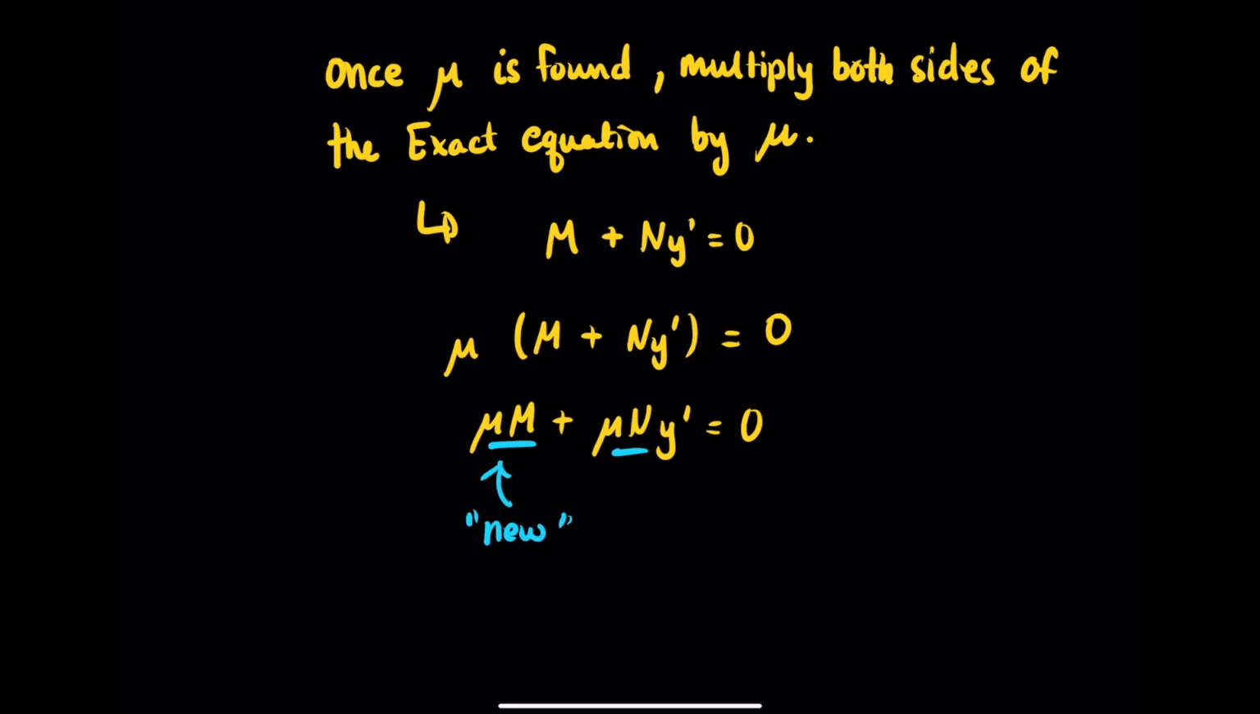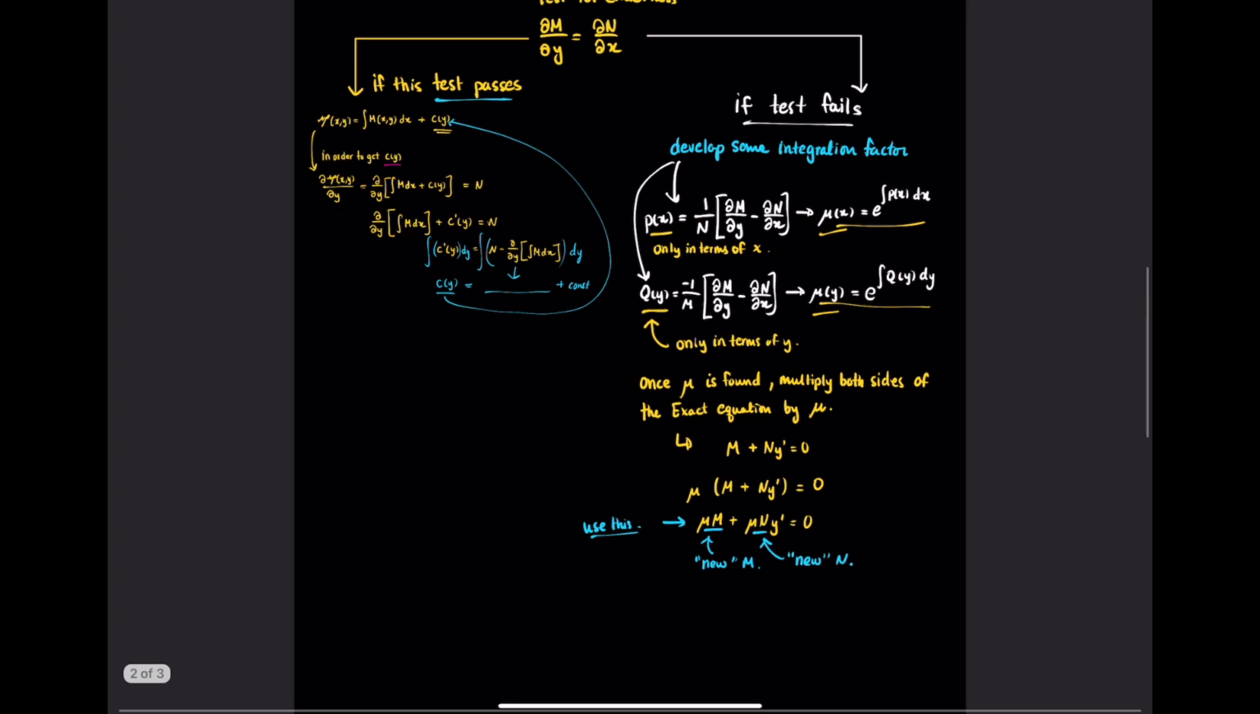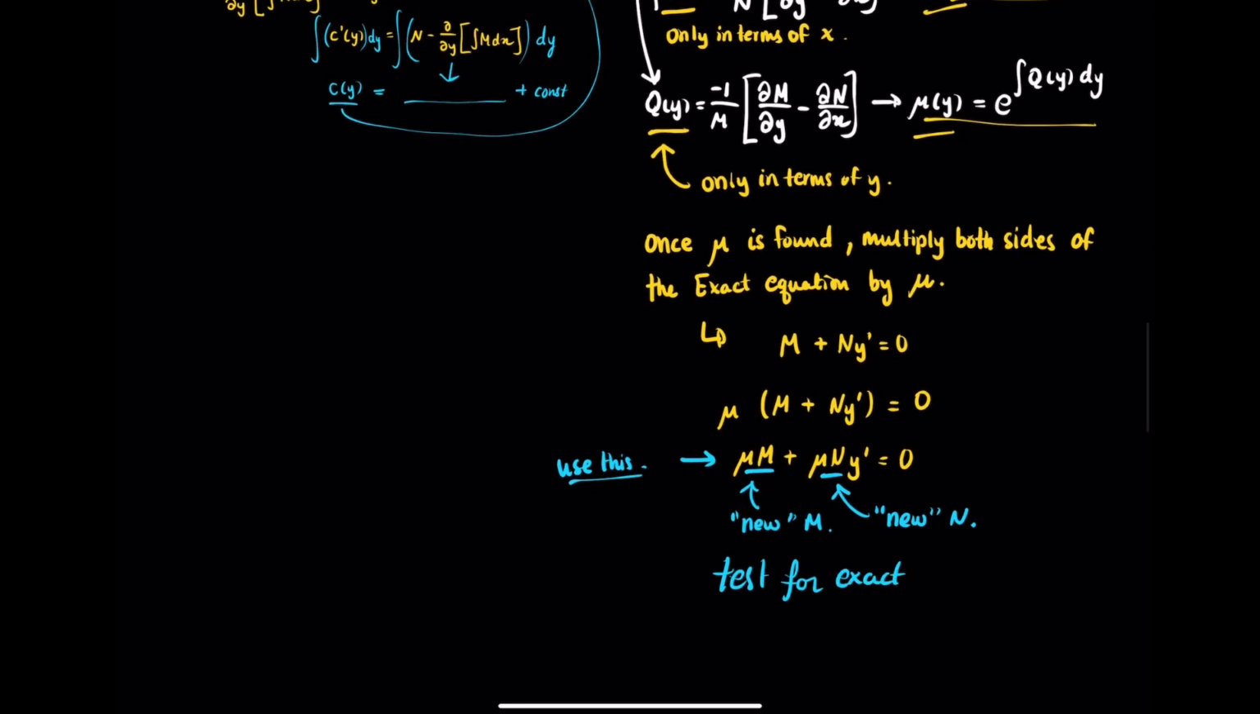Your new m, and this is your new n, okay? So you would use this, and the test for exactness will pass, and you don't even have to test it.